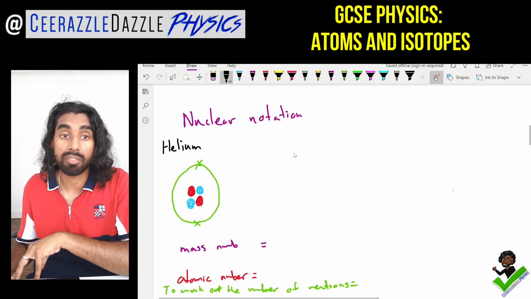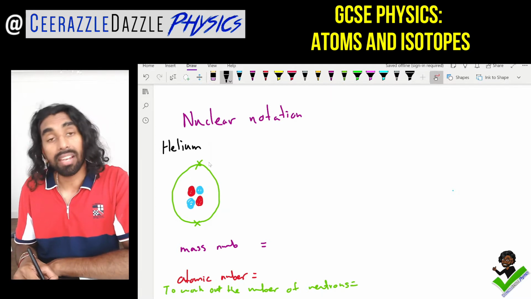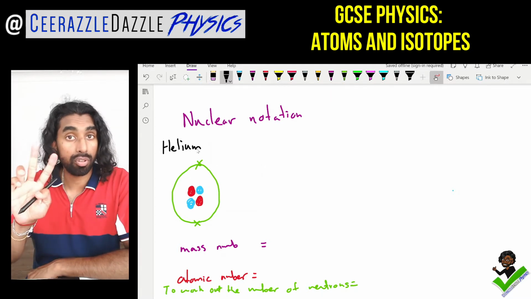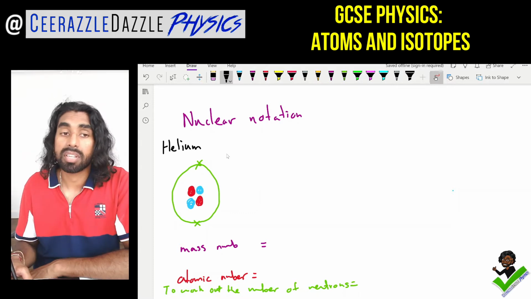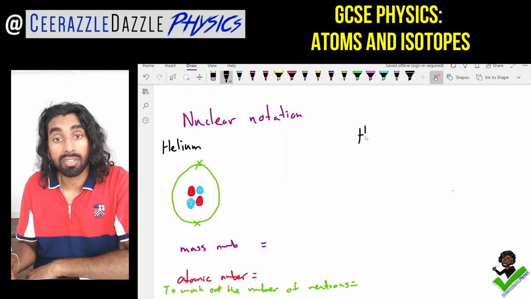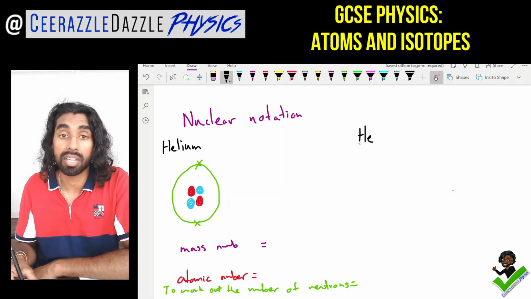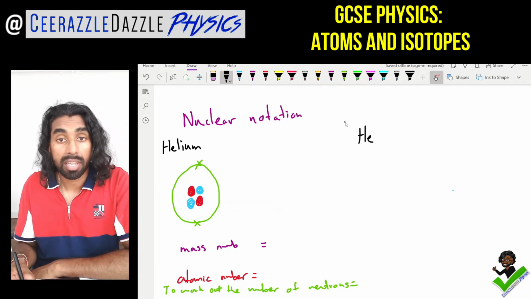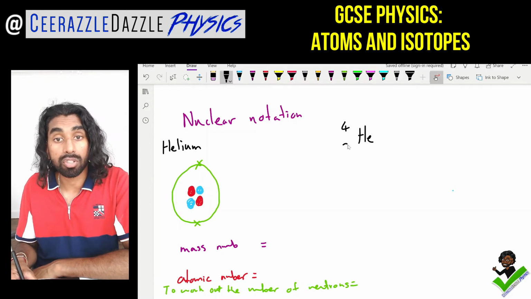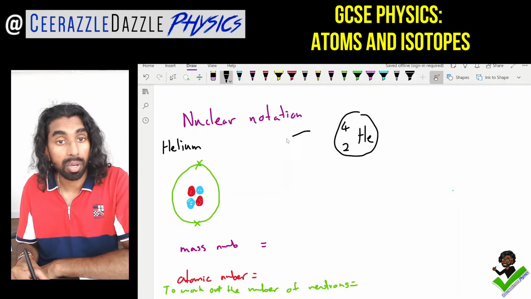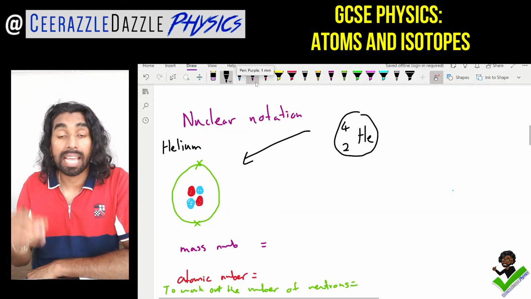So let's scroll down and look at the following. Here we have helium. Helium has 2 protons, 2 neutrons, and 2 electrons. But I can actually use a notation to describe helium from now on. For helium, we can use the notation He. These are the chemical symbols. If you look at the periodic table, helium will have the chemical symbol He. And it has a top number and a bottom number. The top number is 4. The bottom number is 2. This whole thing over here can help me describe what it looks like. Now I'm going to explain how.